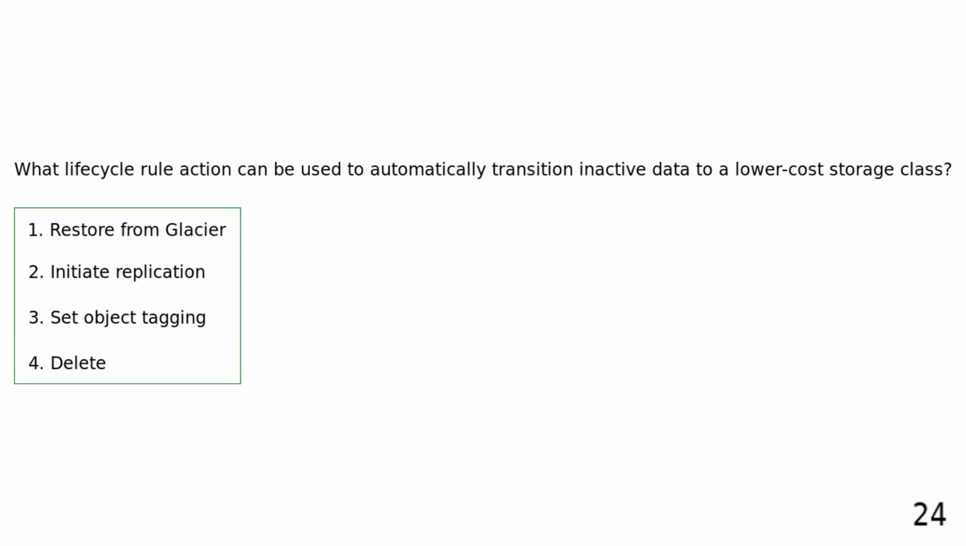What lifecycle rule action can be used to automatically transition inactive data to a lower-cost storage class? Restore from Glacier. Initiate replication. Set object tagging. Delete.